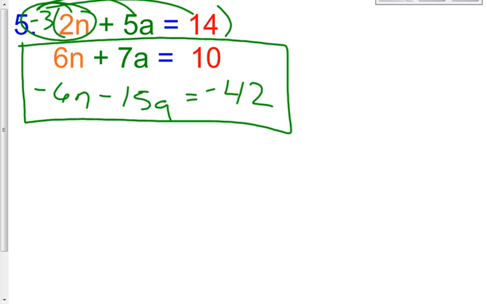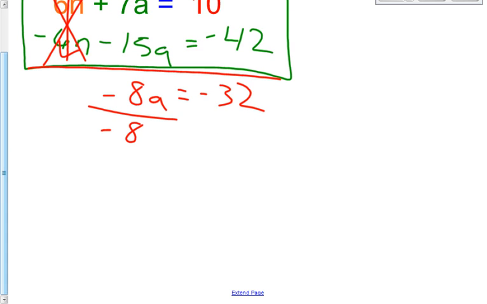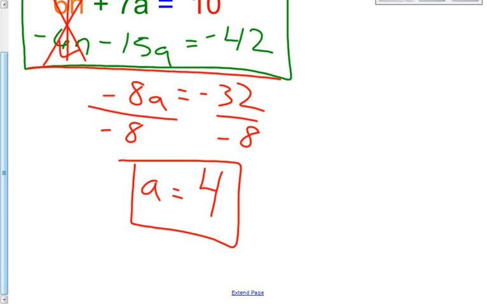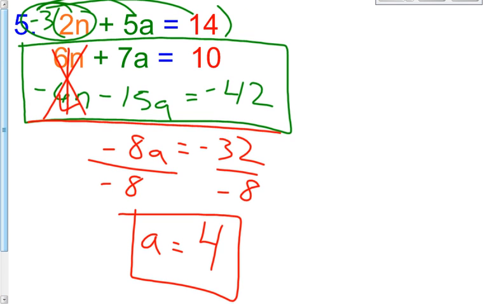So all we're going to do is add them. We have 6n minus 6n, that is 0n. The n's have just been eliminated. And now we have -8a equals -32. Then dividing by -8, a would have to equal +4. A equals 4.